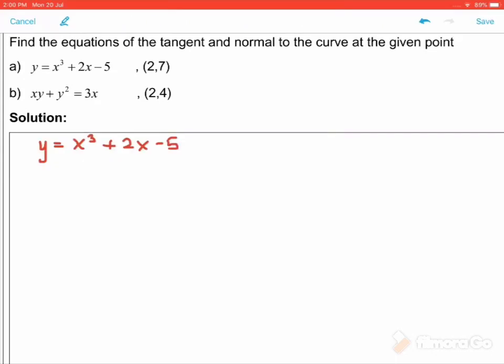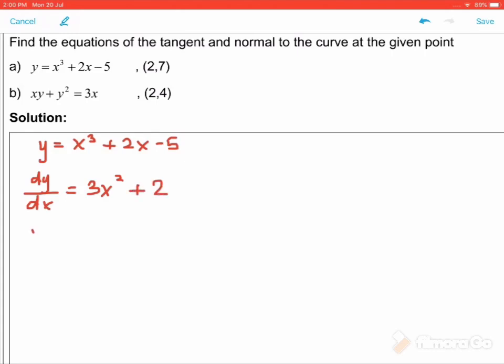To find the equation of the tangent and normal to the curve, first of all, we have to find the gradient of the tangent, which is dy/dx. So now we try to differentiate this function. You'll get dy/dx is equal to 3x squared plus 2.